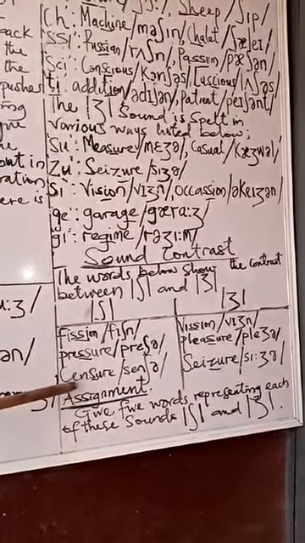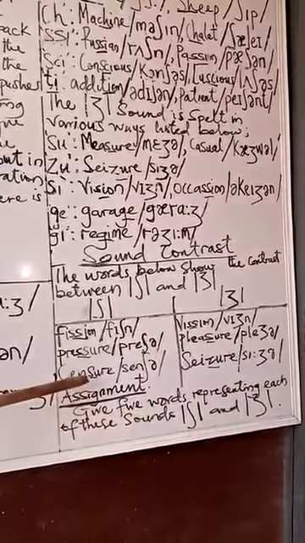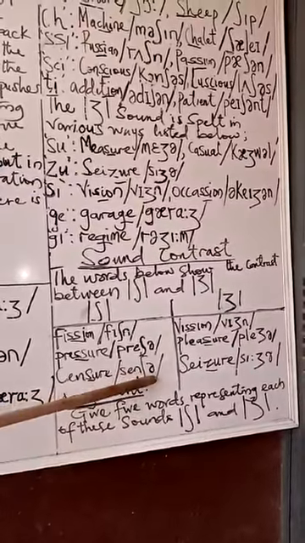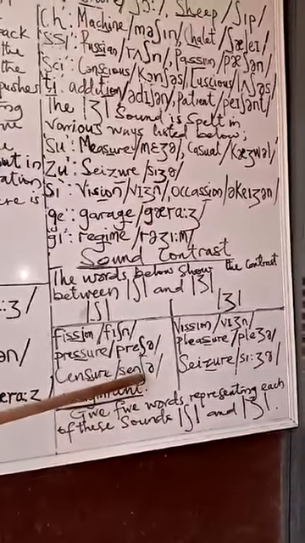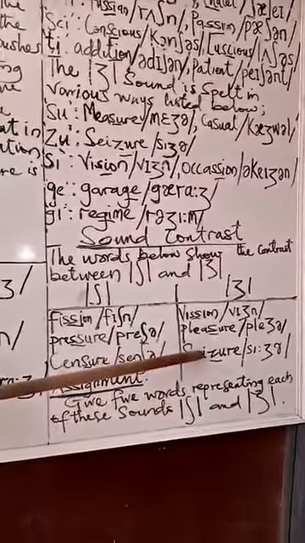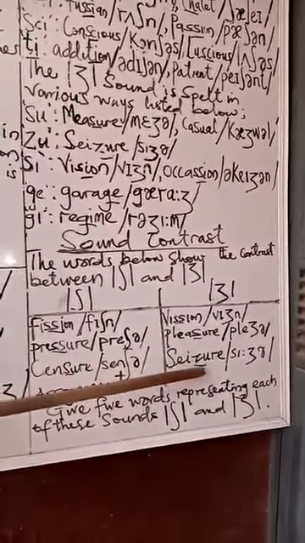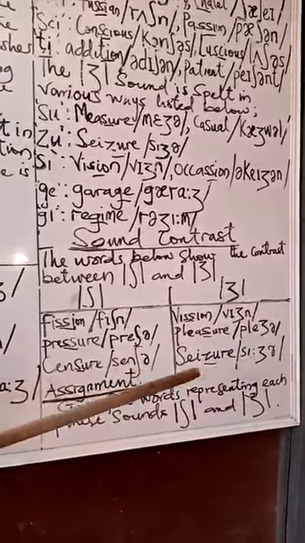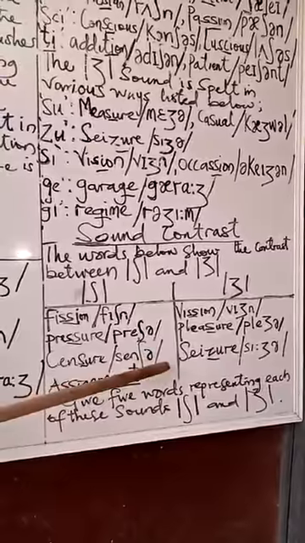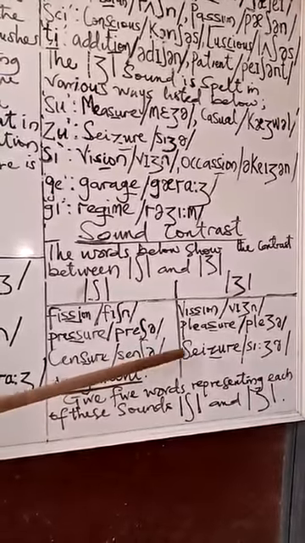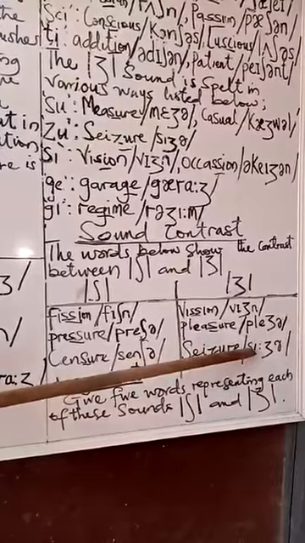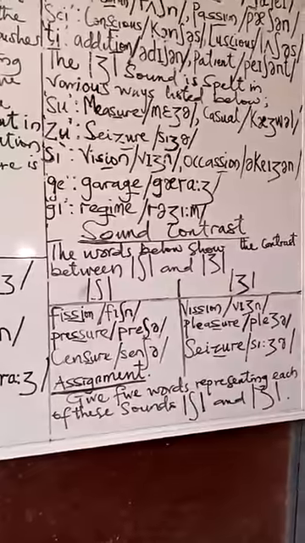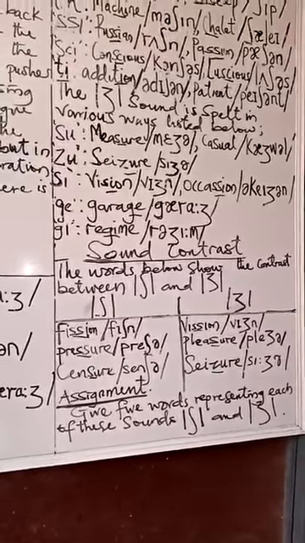And lastly, on the contrast, we have the sh sound pronounced in censure. Again, censure. And also for the contrast, you have seizure. Censure. Again, censure. And on the other one, you have seizure. And so far so good. That is it on this topic.